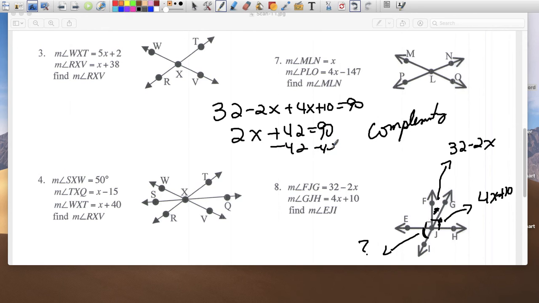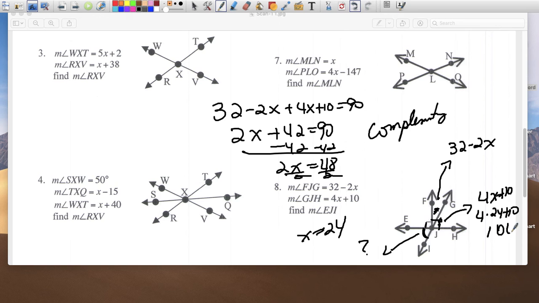Minus 42, 2x equals 48. Divide by 2, and x equals 24. So if I found the x, I can come back to this one and substitute, right? 4x plus 10 is 4 times 24 plus 10. 4 times 24 is 96, plus 10 is 106.